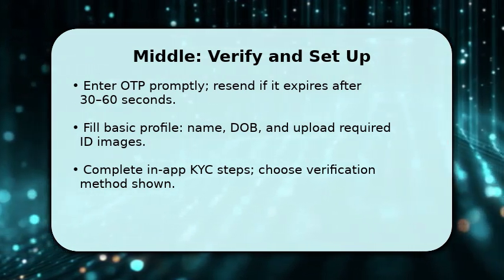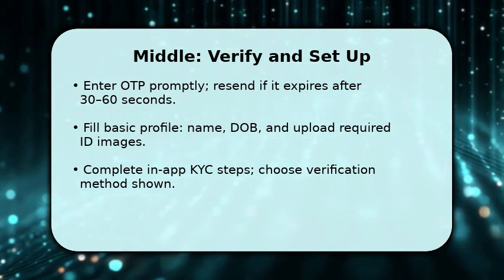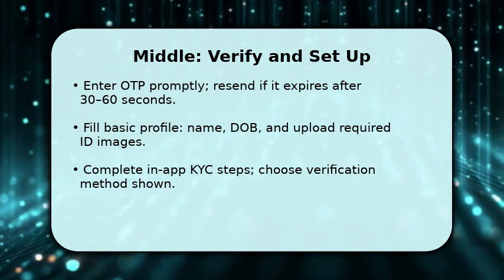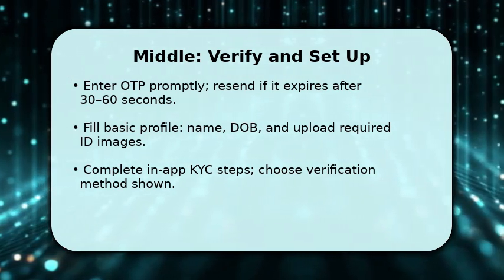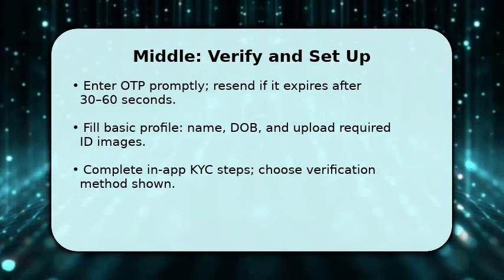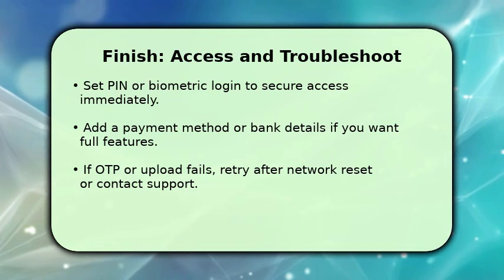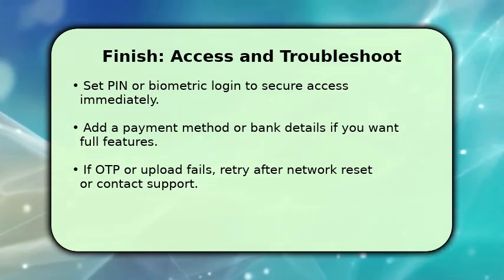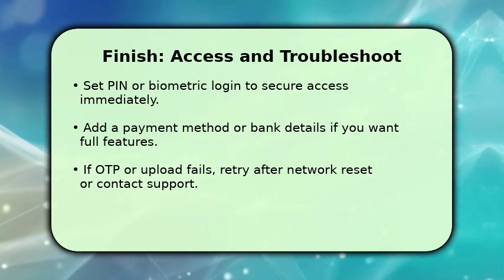Make sure lighting is good and edges are visible. If the app asks to link an email or consent to camera access, allow it. These steps finalize identity checks and unlock most features without a referral code. You finish by setting a secure PIN or enabling biometrics so you can access the account quickly. This is your primary protection.